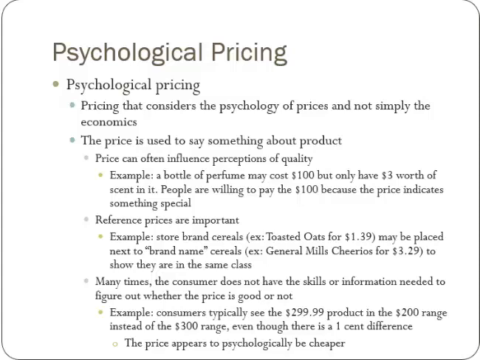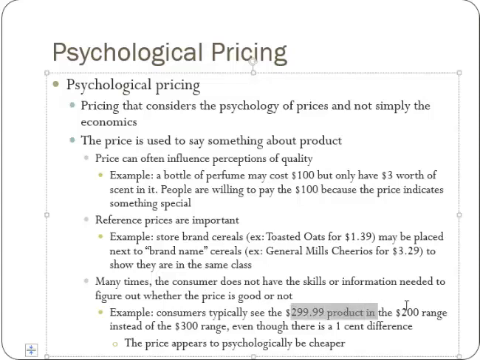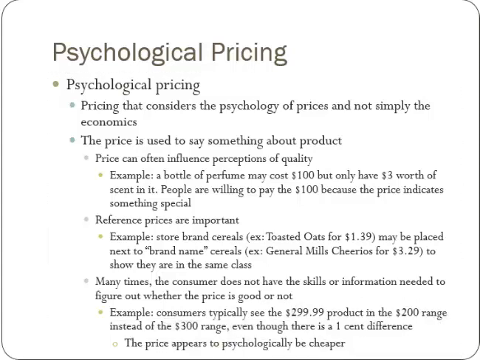Many times the consumer doesn't have the skills or information needed to figure out whether the price is good. Consumers sometimes see $299.99 in the $200 price range, even though it's really $300. The price appears to be psychologically cheaper. That's why in a lot of areas you see product prices end in 99. Instead of saying $1,000, it's $999.99. For some reason, people automatically look at that and their brain thinks, oh, it's less than $1,000, when it's really $1,000.